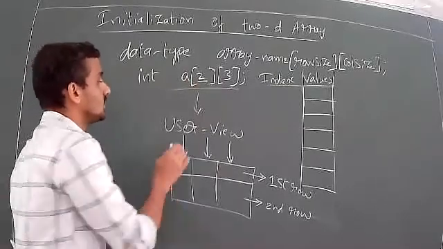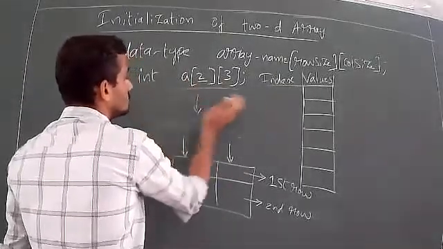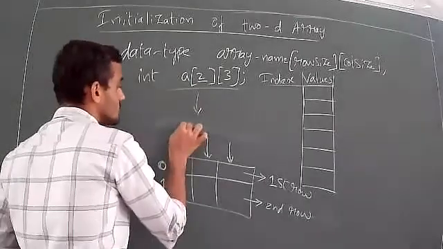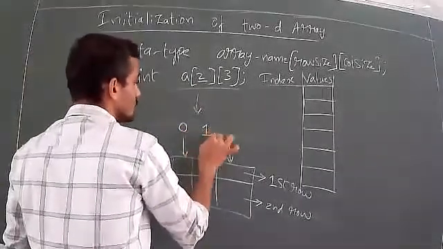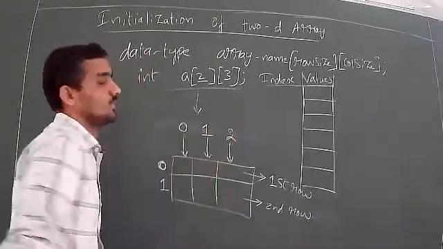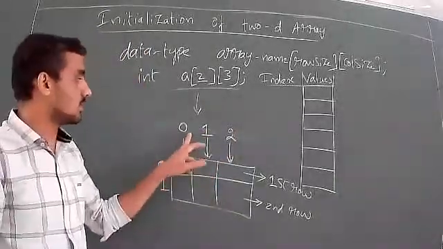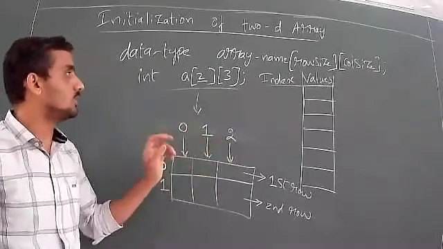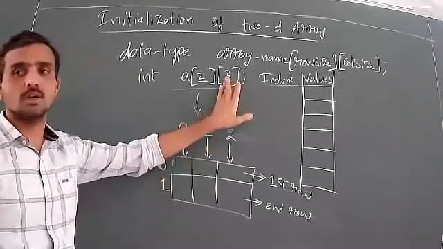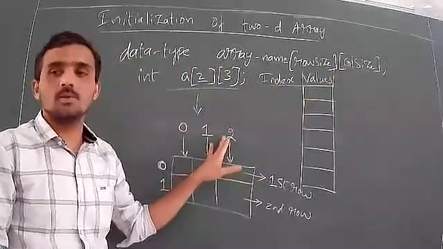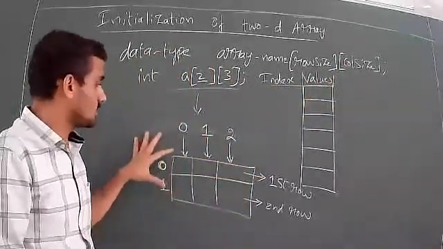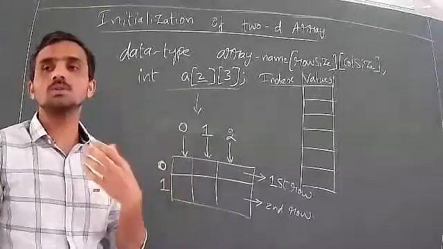Similarly, if we consider columns, this becomes 0, that is the first column, column number is 0, this is 1, this is 2. So 3 columns are there: column number 0, column number 1, column number 2. Totally 3 columns, which indicates the column size, and the last column is 3 minus 1, that is 2.